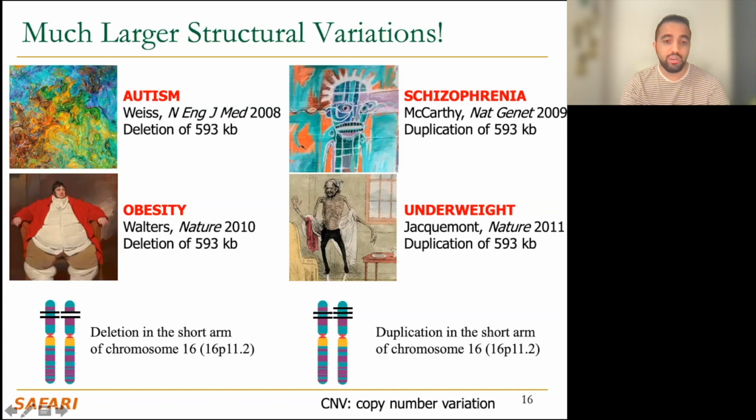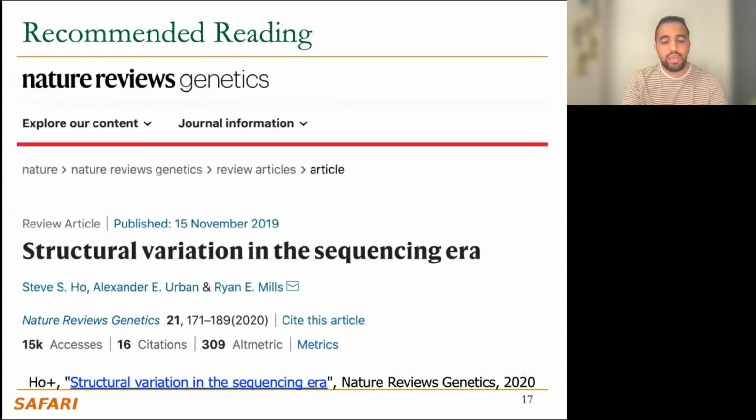So for example, look at obesity: a deletion of 500,000 bases from chromosome 16. But underweight is totally the opposite. Instead of a deletion, we have a duplication of 500,000 bases. And these are the papers. You can read more about each of these diseases and the analysis they did to figure out the cause of such challenging diseases. I also recommend everyone to read this paper.